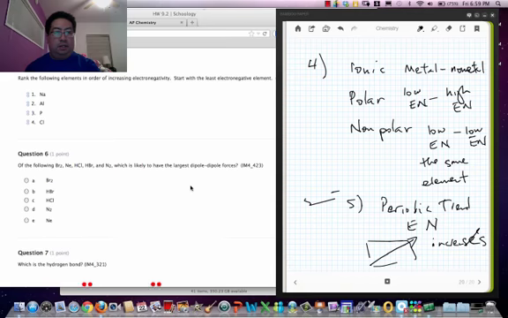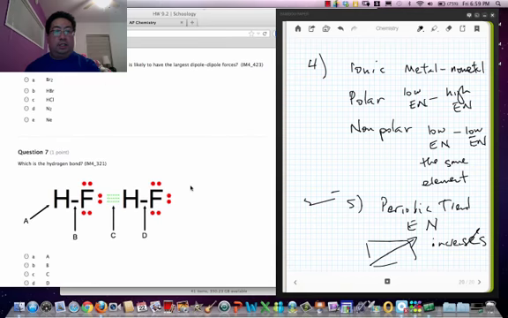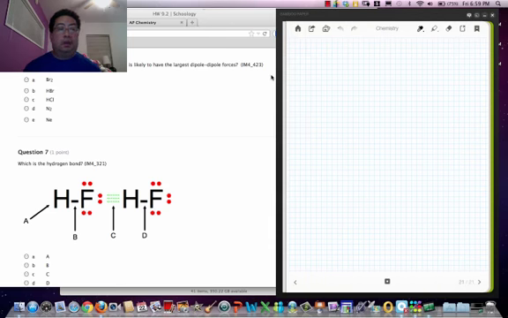Okay, moving on to number 6. Okay, so for question 6, you're looking at dipole-dipole forces. So for number 6, if we're talking about dipole, we're looking for something that's polar. Okay, so if you look at Br2, Ne, and N2, there is no polarity at all because they're the same element, and neon is a noble gas, and noble gases don't have electronegativity values. So now you're looking at HBr or HCl.